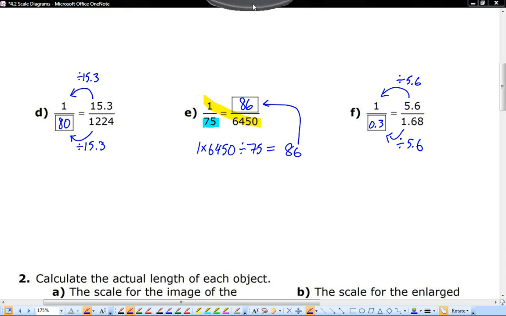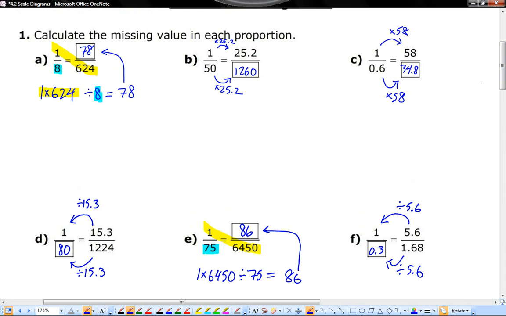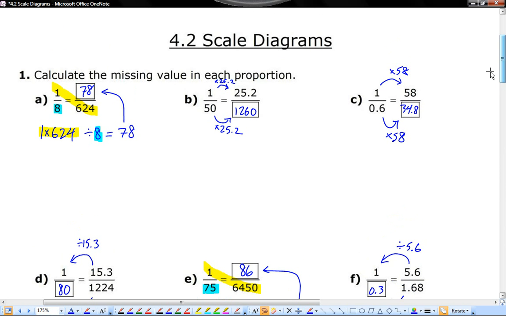So, just taking a look over the examples that we've done here in parts A through to F, what you'll notice is that in each case we had a proportion, so that's a fraction equal to a fraction. The fraction on the left was always 1 over something. 1 over 8, 1 over 50, 1 over 0.6, and so on. The reason that the numerator was always 1 is because this is often how you will see scales written for scale diagrams. They'll be written in the form 1 centimeter represents something.